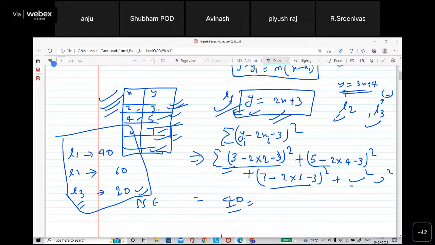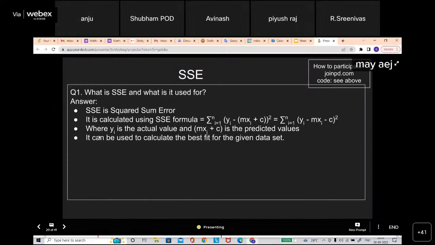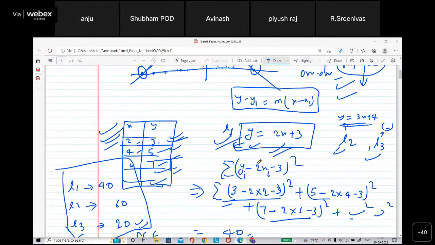Okay, got the idea? This is the mean written here. Calculate the SSE. So got the idea, Anju? What do you mean by SSE? What needs to be calculated here?